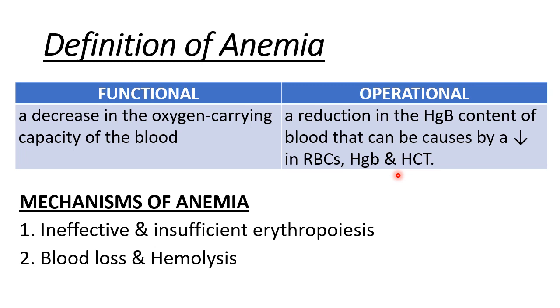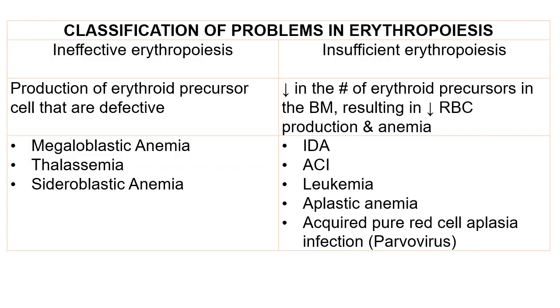For the mechanisms of anemia, we have problems regarding erythropoiesis, and second, blood loss and hemolysis. Discuss natin yan later on pagdating sa mga classification of anemia. Pero in overview, as an overview, ano yung mga problems regarding sa erythropoiesis? Una, ineffective erythropoiesis. May ongoing RBC production, pero yung napoproduce na cells are defective. Okay? Aling mga conditions na pwede natin ma-appreciate yung ineffective erythropoiesis?